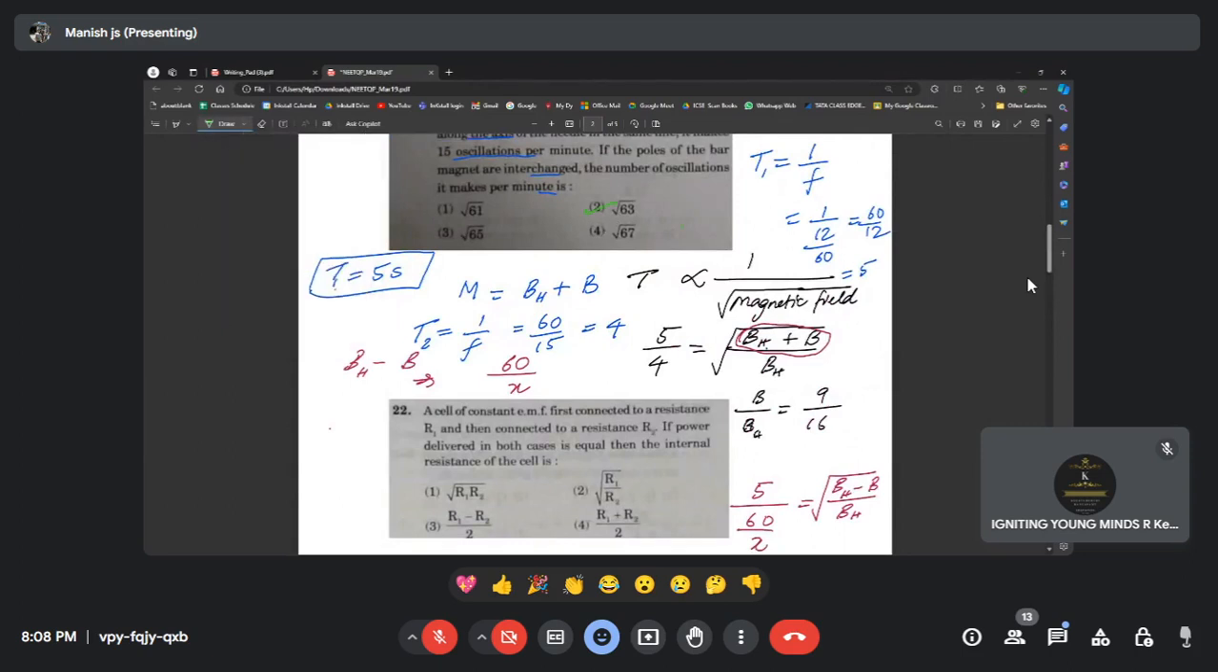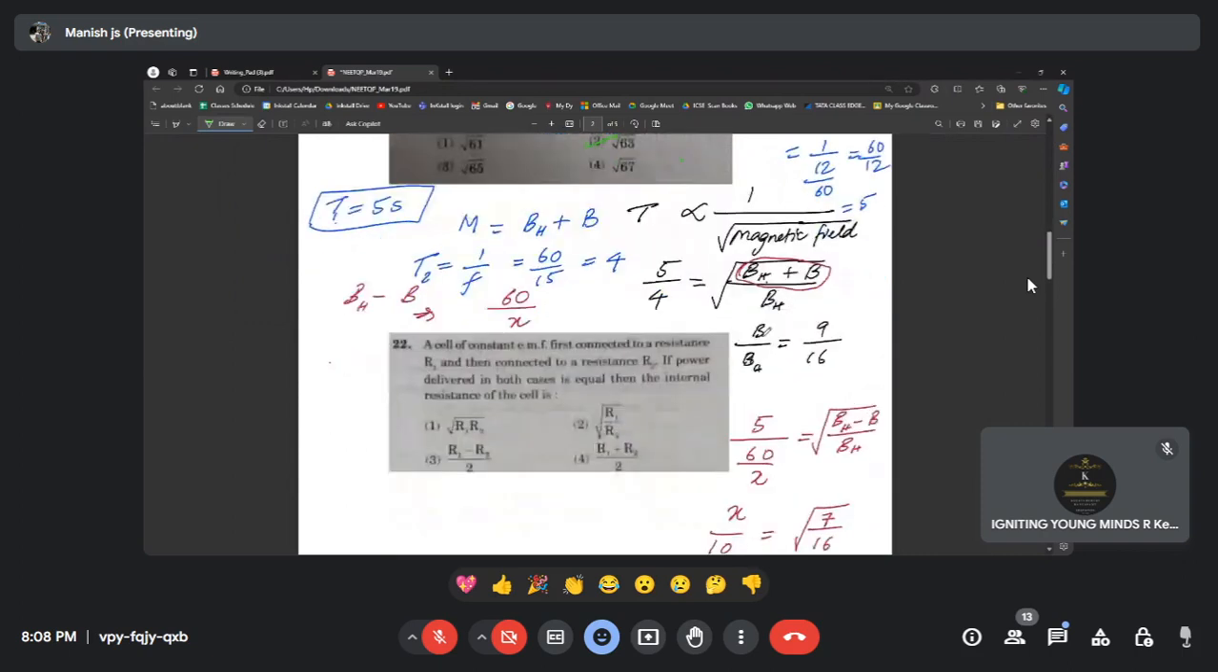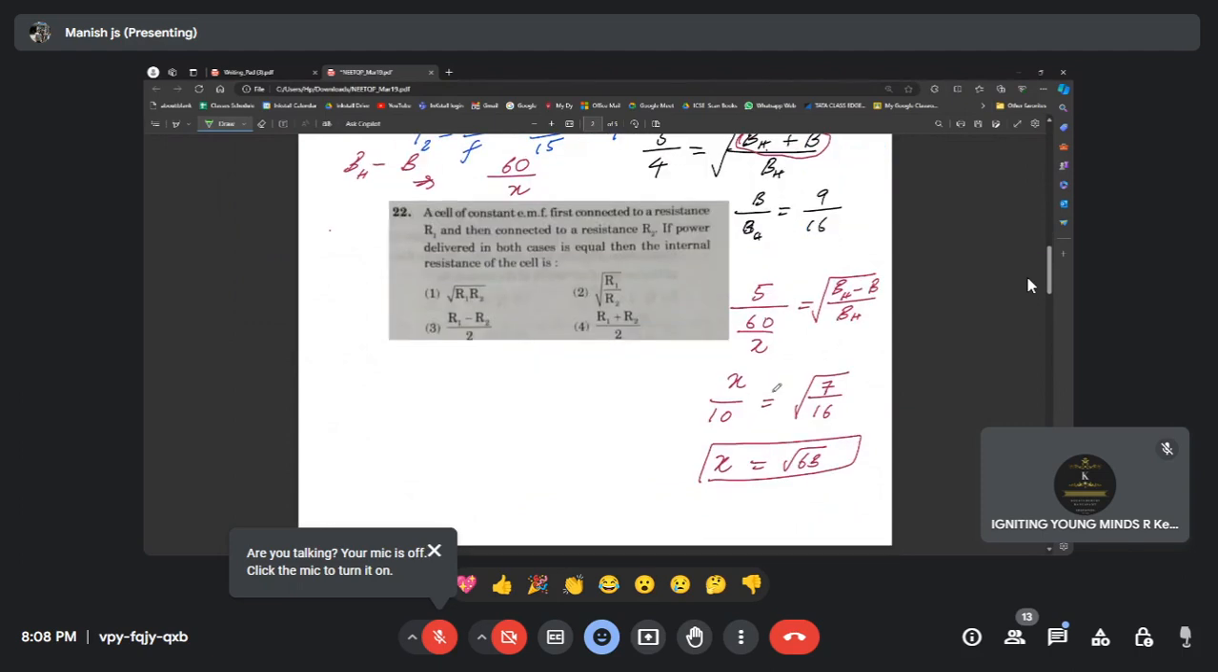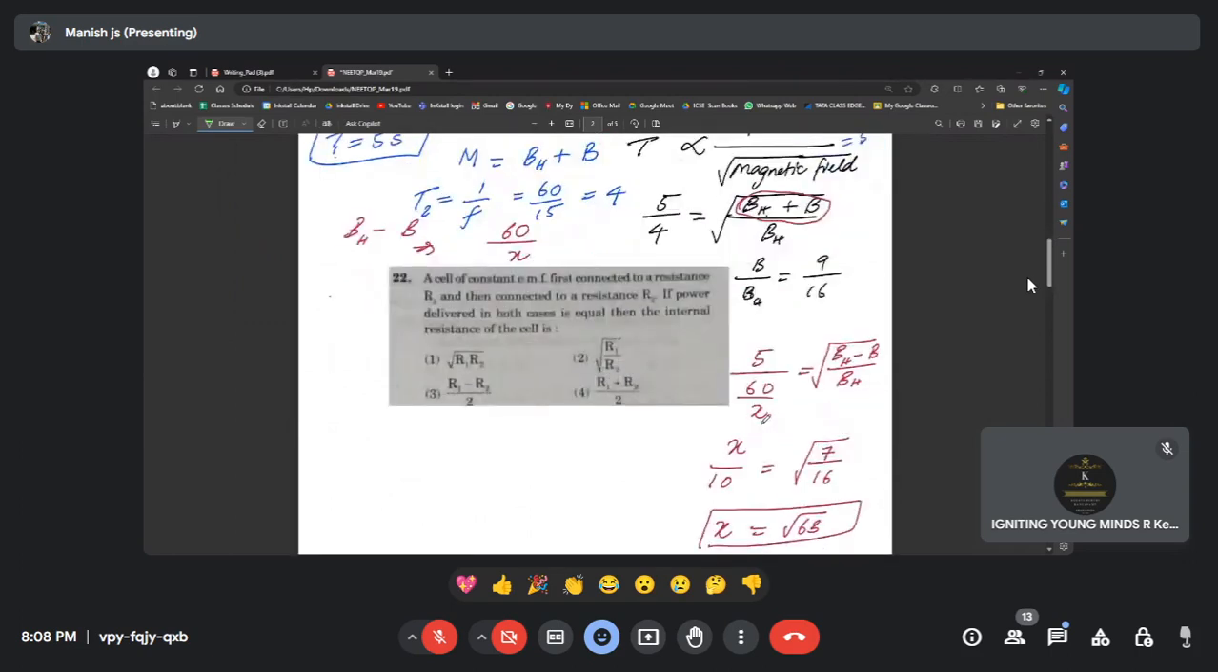This question requires a different approach for solving. First, you have to find out the time periods for both the cases. Second, relate time period with magnetic field as the inverse proportionality of the square root. Then you simplify it and solve it for the new case. When you interchange it, you have to understand that the new magnetic field will be the difference of the horizontal magnetic field and the applied field. So you subtract and then simplify the ratio, you will get x equal to under root 63. So that's how you solve this particular question.